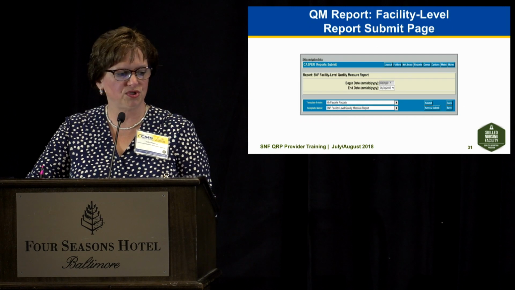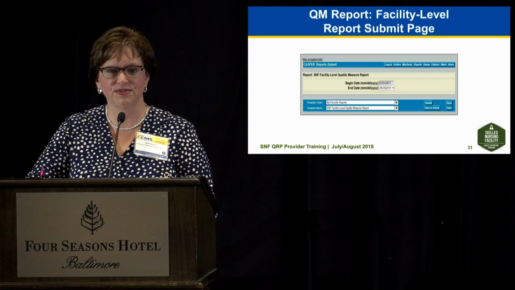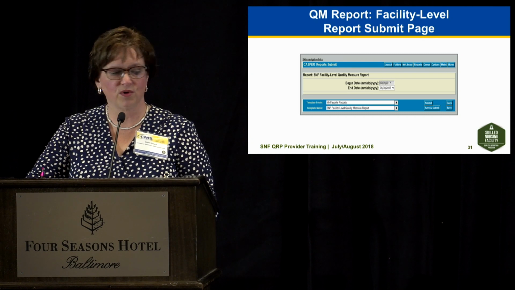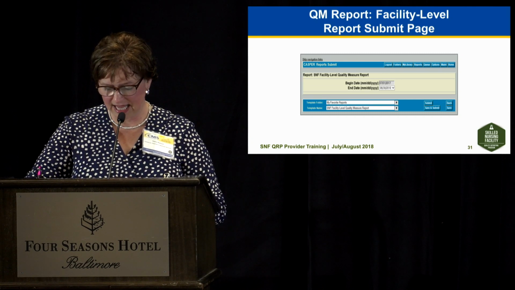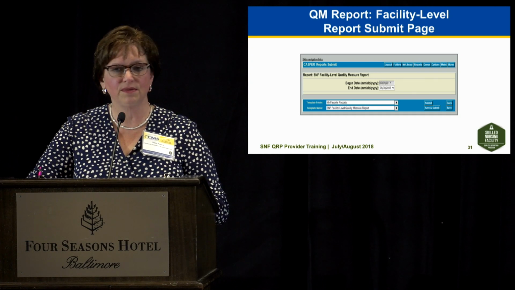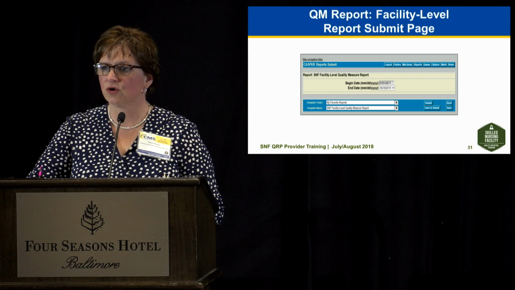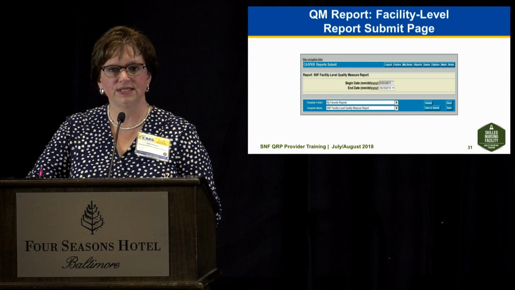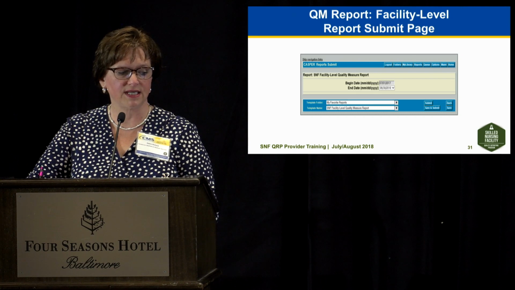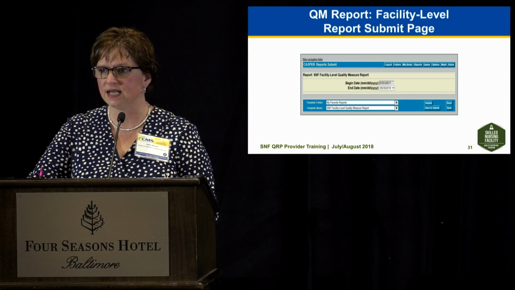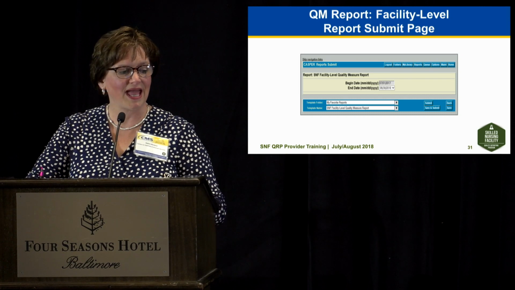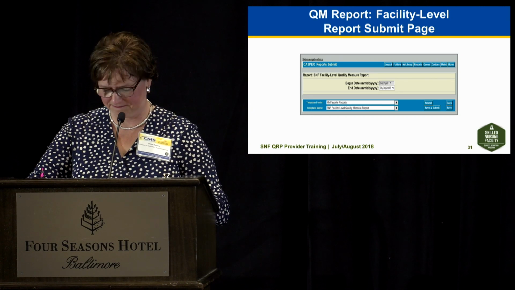So this screenshot shows you the report criteria options that are available to request the SNF facility level QM report. In order to request this report, you would simply select the desired end date, and the system will populate the corresponding begin date for that reporting period. The quality measure reports will report data based on a single reporting period. So in this example, you'll see that the end date selected was June 30th, 2018, and the corresponding begin date for that reporting period was populated by the system, and it is July 1st, 2017.